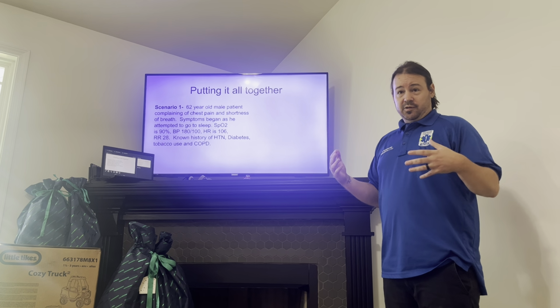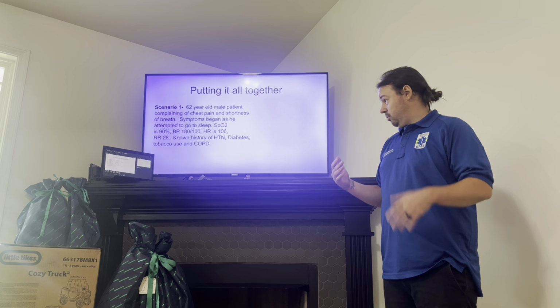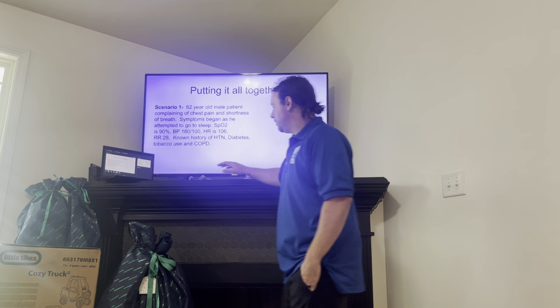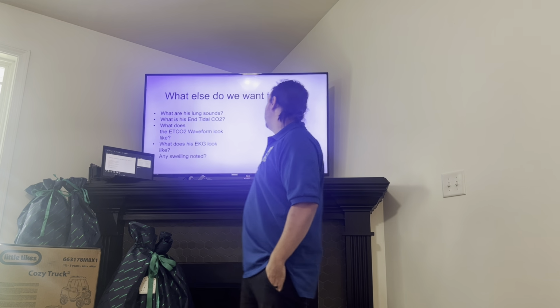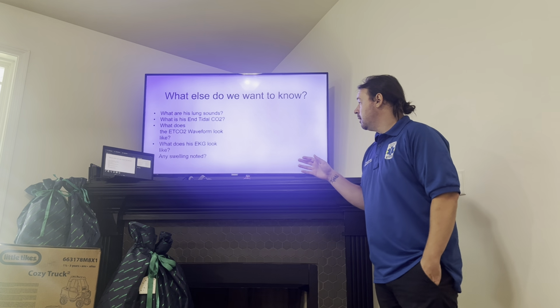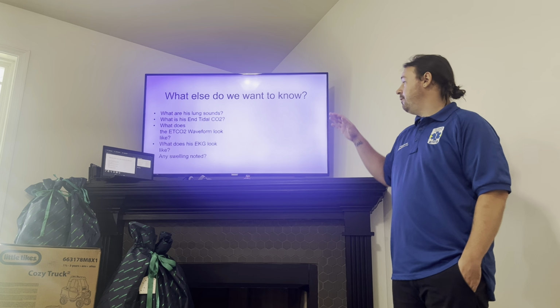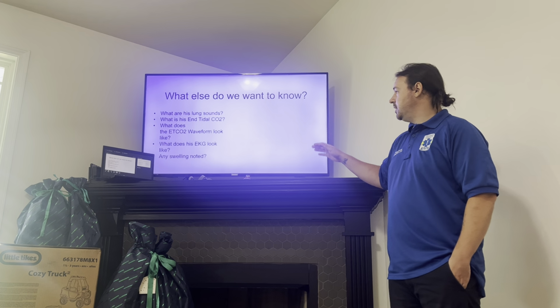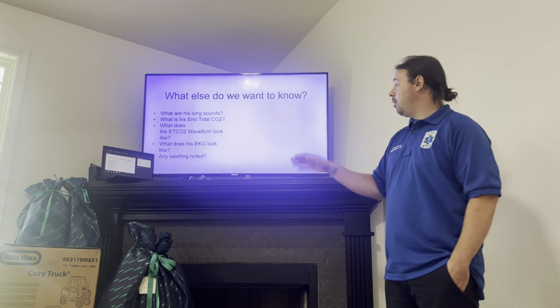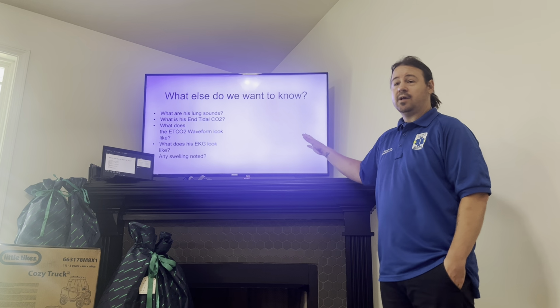Since the respiratory system and the cardiac system are so intertwined, that it doesn't necessarily point us in one direction or another, right? So let's take a look at what else we want to know with this patient. What are his lung sounds? What is his end tidal? What does his end tidal waveform look like? What does his EKG look like? And is there any swelling noted? These are all the things that we talked about earlier that could help us paint a picture.